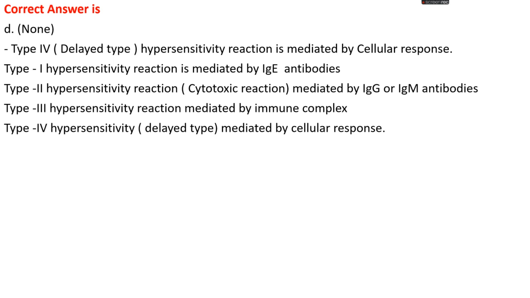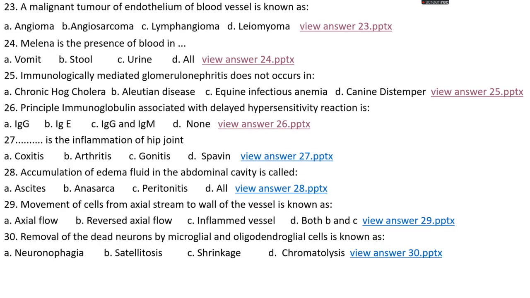Type 4 hypersensitivity, that is the delayed type of hypersensitivity reaction, is mediated by cellular response, while type 1 hypersensitivity reaction is mediated by IgE antibody. Type 2 hypersensitivity reaction, that is cytotoxic reaction, is mediated by IgG or IgM antibodies. Type 3 hypersensitivity reaction is mediated by immune complex, while type 4 hypersensitivity reaction, that is delayed type hypersensitivity reaction, is mediated by cellular response.